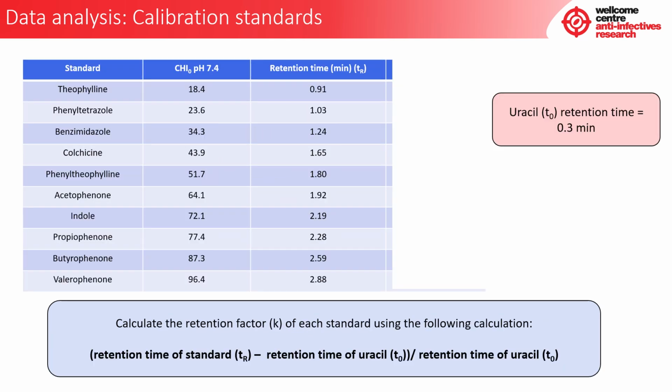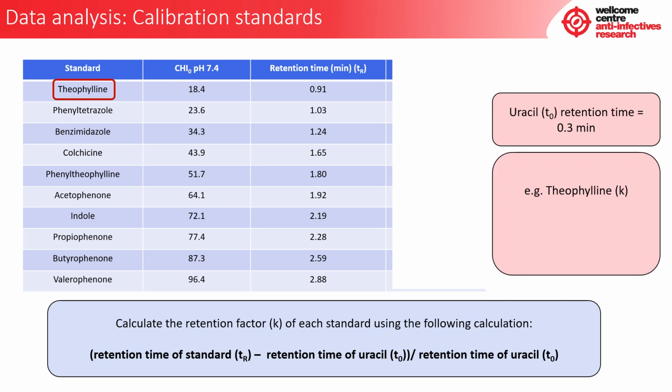First, let's calculate the retention factor, or K, of each standard using the following equation, where K equals the retention time of the standard minus the retention time of uracil, divided by the retention time of uracil. Here you can see that our uracil retention time is 0.3 minutes.